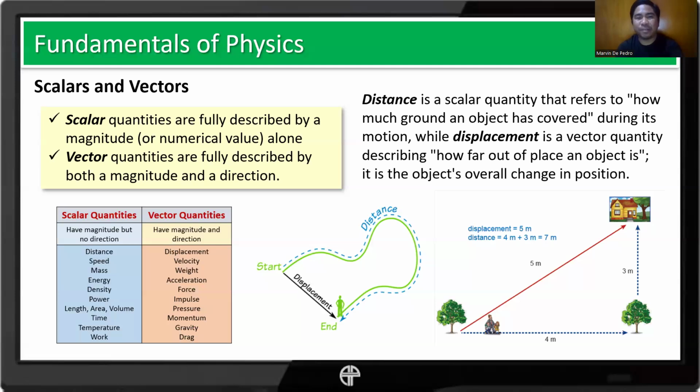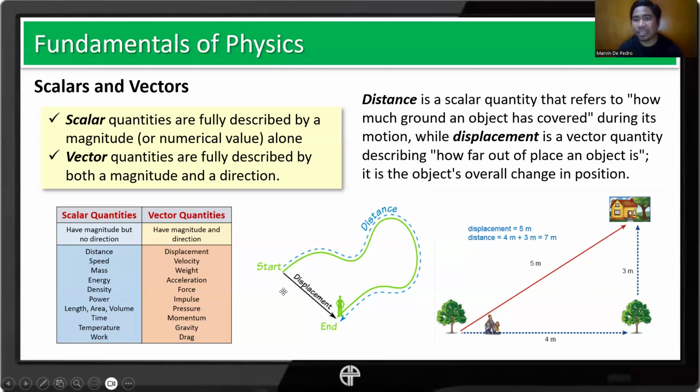For example, here, if the person starts at the word start and goes through this curvy direction and leads to a place not so far from its initial position, then the total distance it covered is the distance. But how far it is from its initial point or start point is now called the displacement.